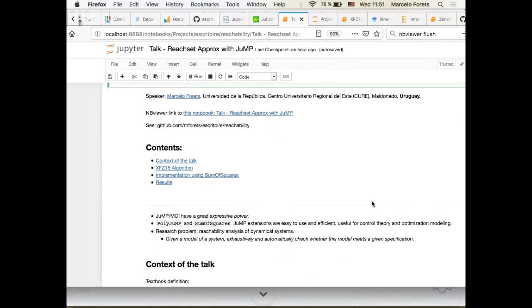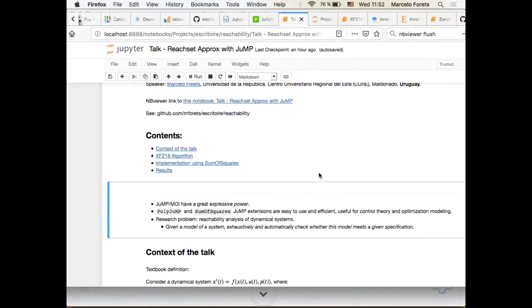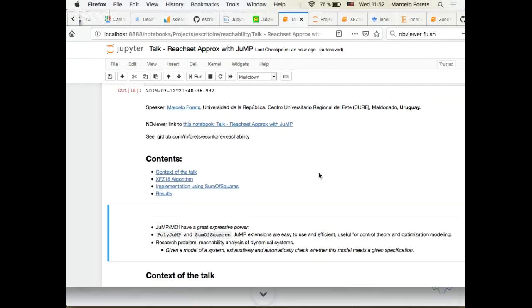First of all, I'm Marcelo from Uruguay, and my talk is about an application of JuMP and related extensions that has to do with reachability analysis. I'm going to begin with some context of this domain, and then go into some implementation details and perhaps something that you can learn along the way that is perhaps useful for you.